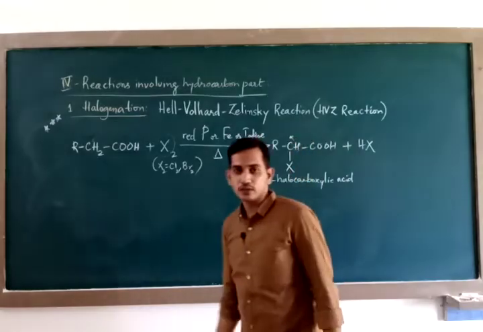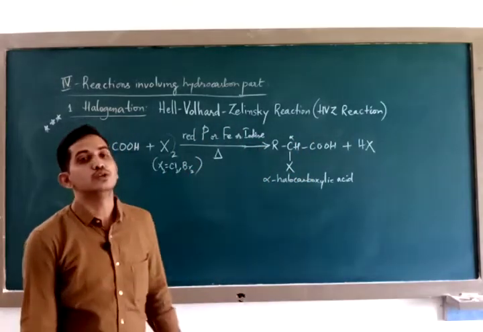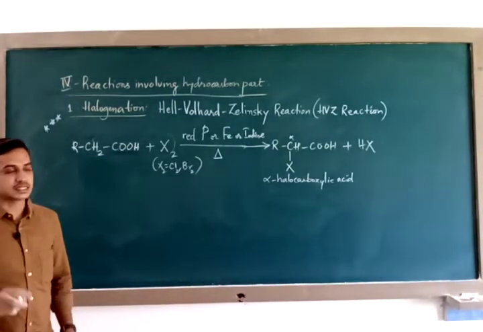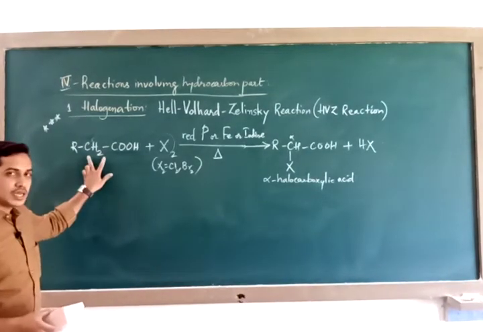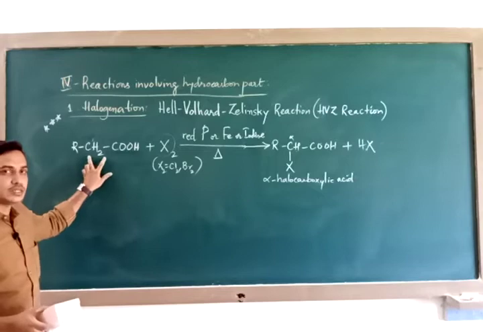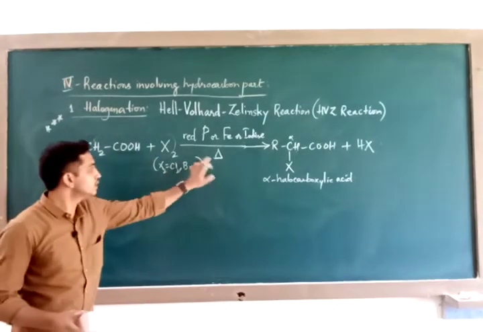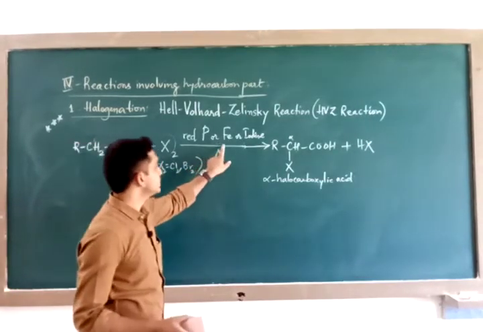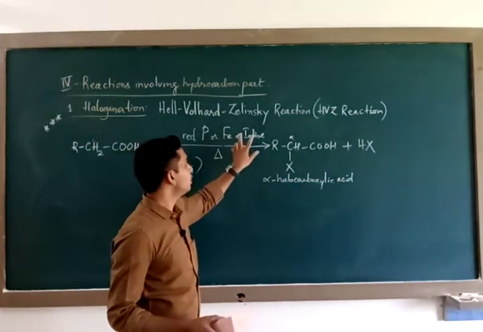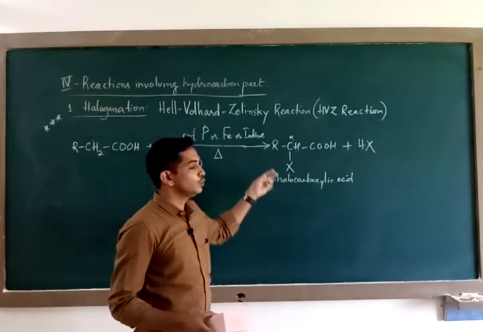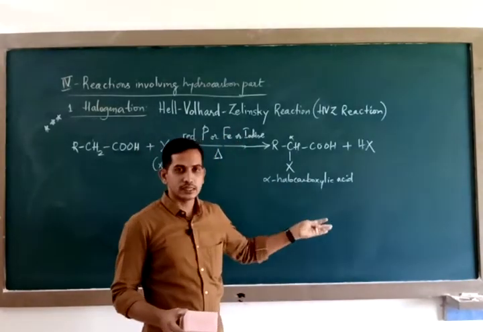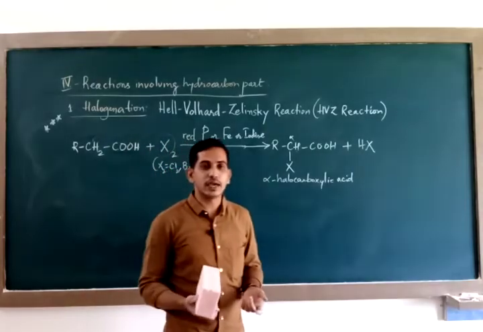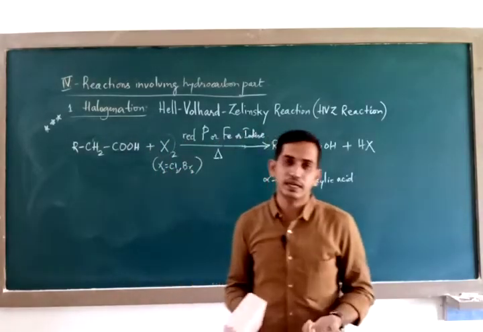It is an important question and most frequently asked question, so do not neglect this one. I will tell the statement for the last time. When carboxylic acids containing alpha hydrogen atom are heated with halogens like chlorine or bromine in the presence of catalysts like red phosphorus or iodine or iron, you get alpha halocarboxylic acids. This reaction is called Hell-Volhard-Zelinsky reaction or simply HVZ reaction.